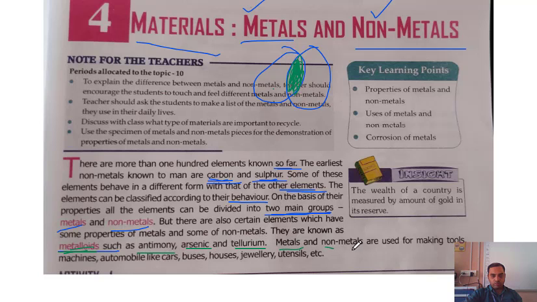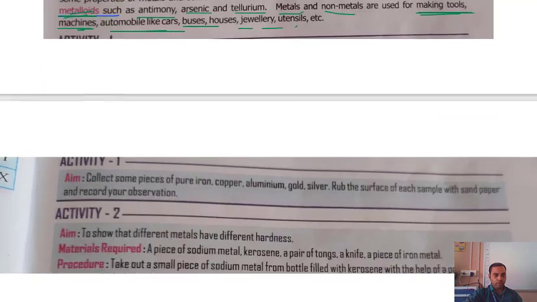So metals and non-metals are used for making tools. Why are they used? They are used for making tools, machines, automobiles like car, bus, house, jewelry, utensils, etc. Gold is a metal. It is used for making jewelry. Iron is used for making houses and all that. So these are some of the metals and non-metals.